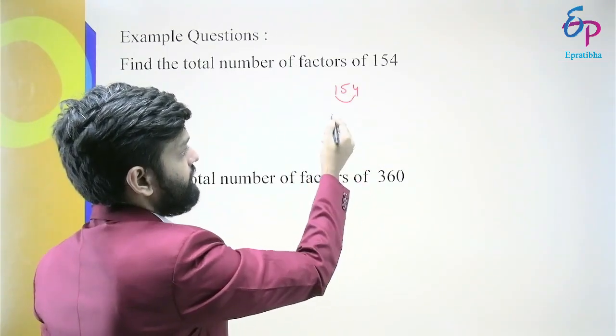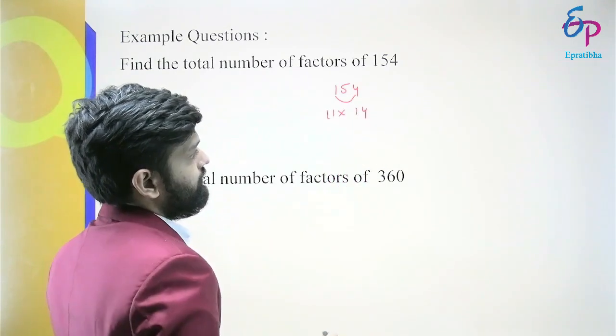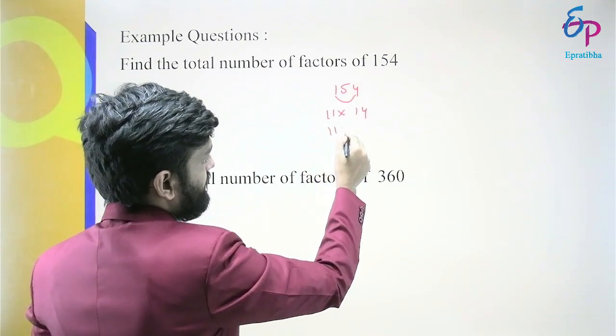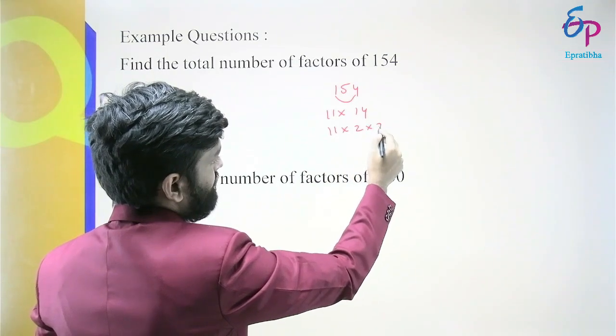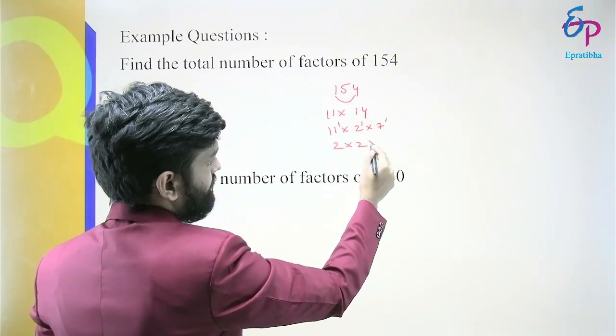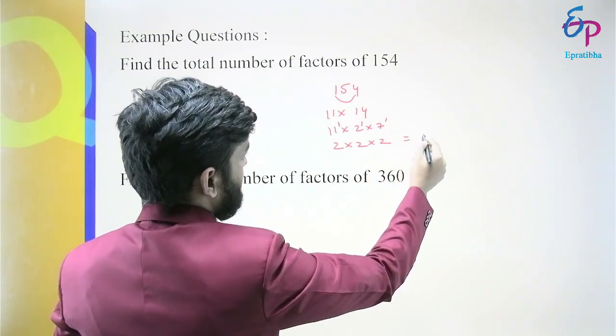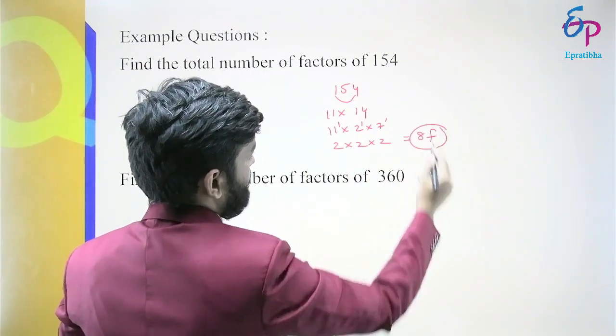It is 5, and it is 5. So 11 into 14, right? 11 into 14 can be written as 2 into 7. So all our powers are 1. That means it is 2 into 2 into 2. What is 2 into 2 into 2? It is 8. There are 8 factors for 154.